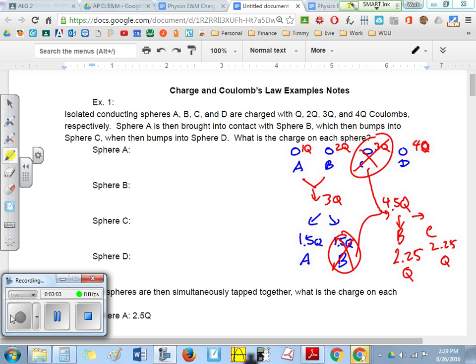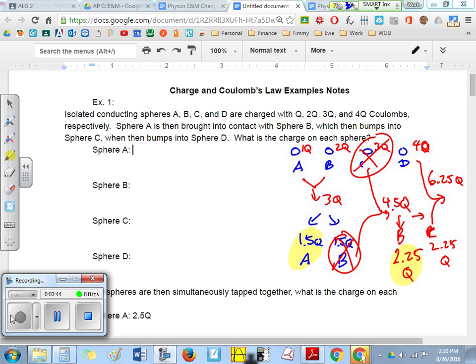Okay. There's one more interaction, but it looks like charge A is stuck. Charge sphere A has 1.5. There's nothing we can do about that. Charge B is no longer going to interact, so he's stuck with his 2.25Q. But charge C has one more journey to make. So charge C is going to come up and collide with charge D. And when charge C meets charge D, they're going to share their charge. So we have a 4Q from D and a 2.25Q from C. So there's going to be 6.25Q to share, and they're going to share it evenly because they're touching.